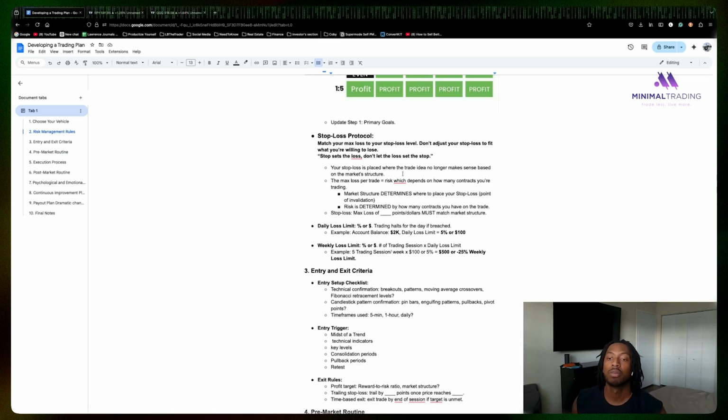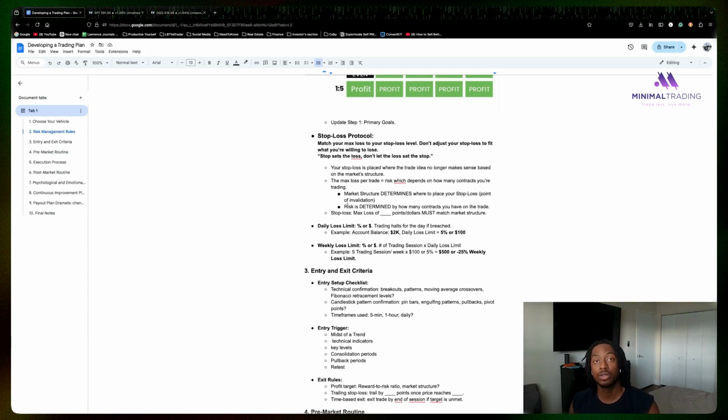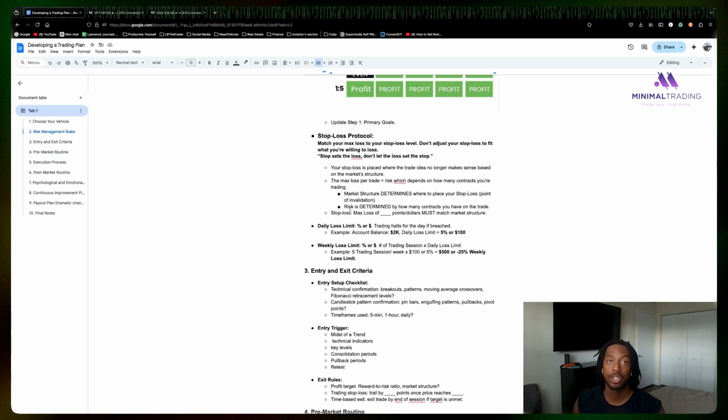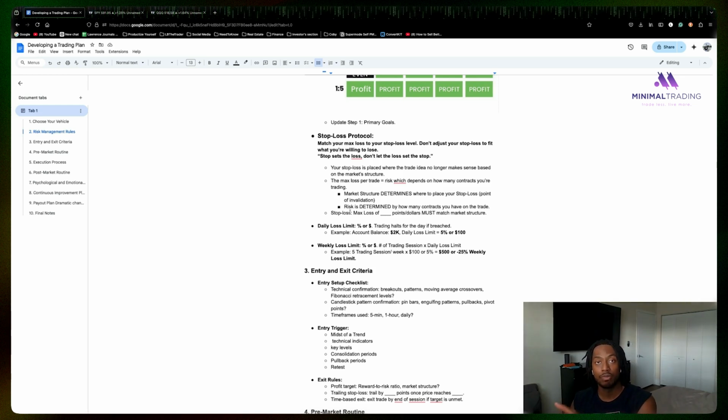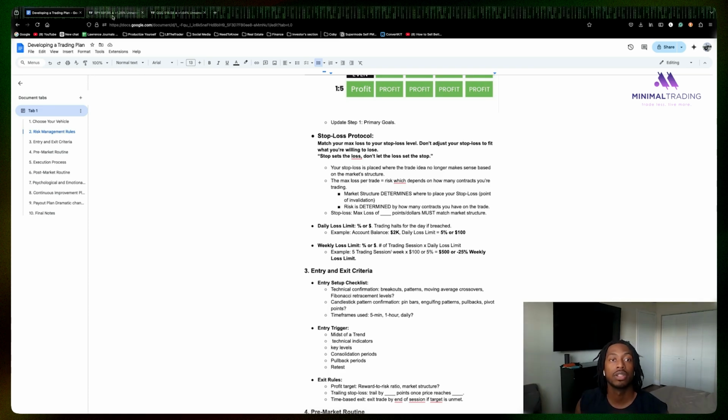So like I said, your stop loss is placed where the trade idea no longer makes sense, and it should be based on market structure. The max loss per trade equals your risk, which depends on how many contracts you're trading. So market structure determines where to place your stop loss. This is your point of invalidation. And your risk, which is how much you're prepared to lose by a dollar amount or points, is determined by how many contracts you have on the trade. So your stop loss is basically matching your max loss per trade with the market structure. And I'm going to show you how this looks right now.